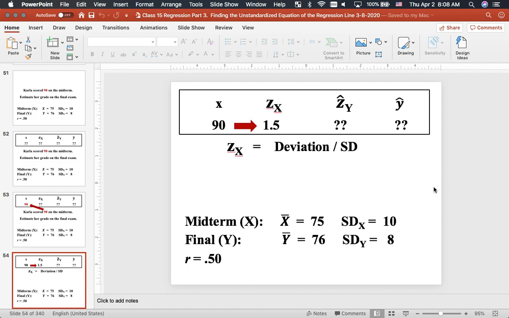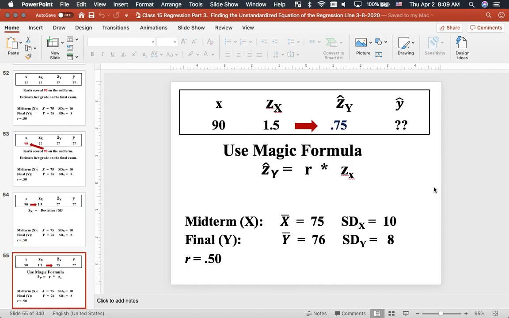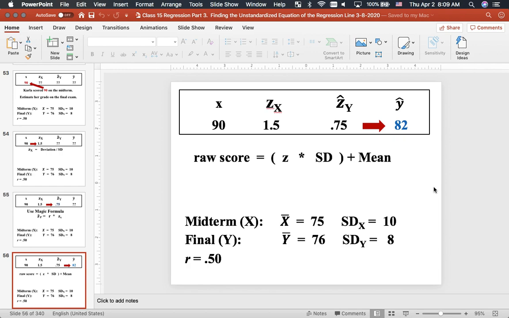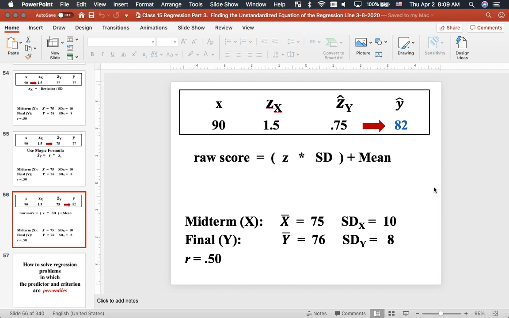So let's convert 90 to a z-score. It's just going to take deviation divided by SD. So deviation is going to be 90 minus 75, divided by 10. So you're going to get 1.5. Okay, so now we use our magic formula. So we're just going to do 0.5 times 1.5 to get 0.75. And then we just convert that back. So to convert back from a z-score to a raw score, what we do is take z, so 0.75, times our SD, 8, and then we add it to 76 to get 82. So that's how you would solve it when you're doing raw scores.